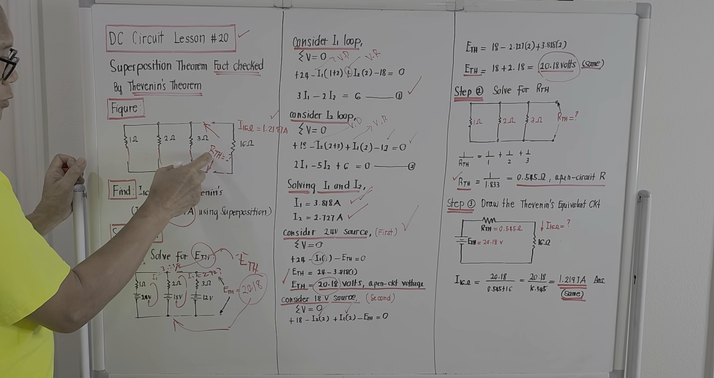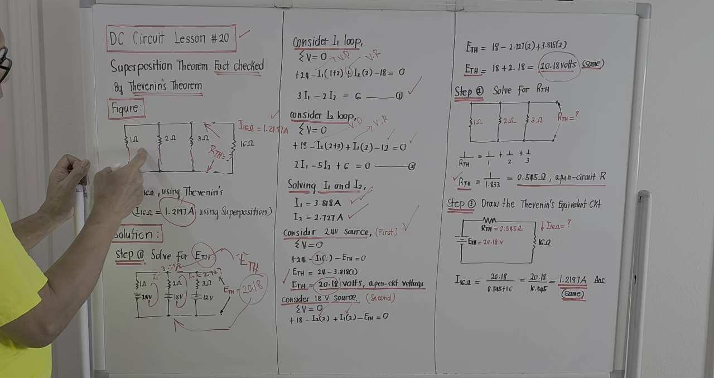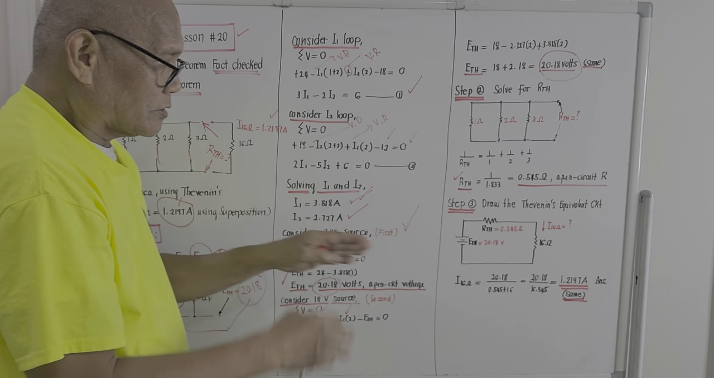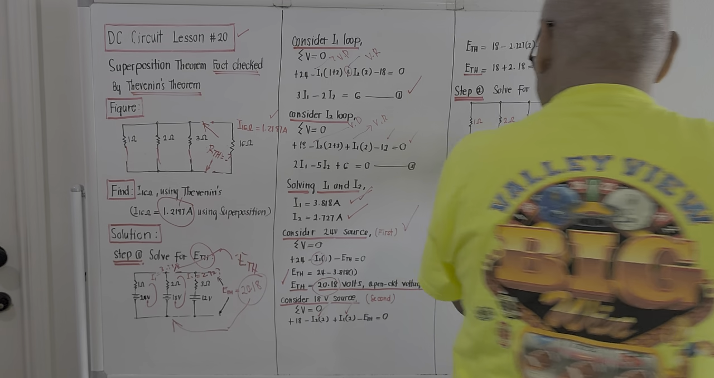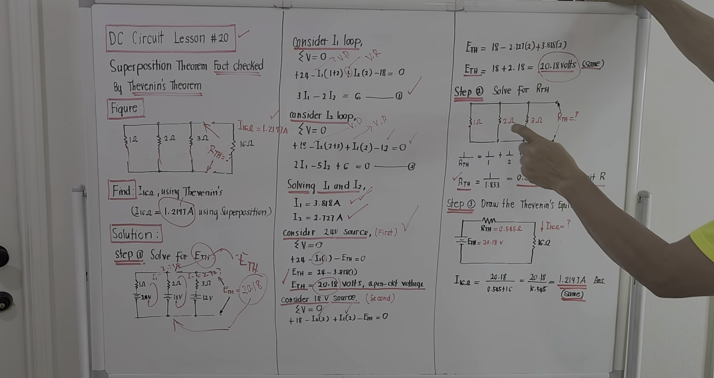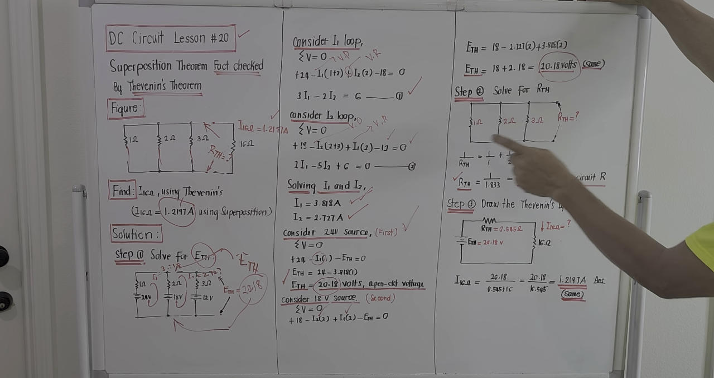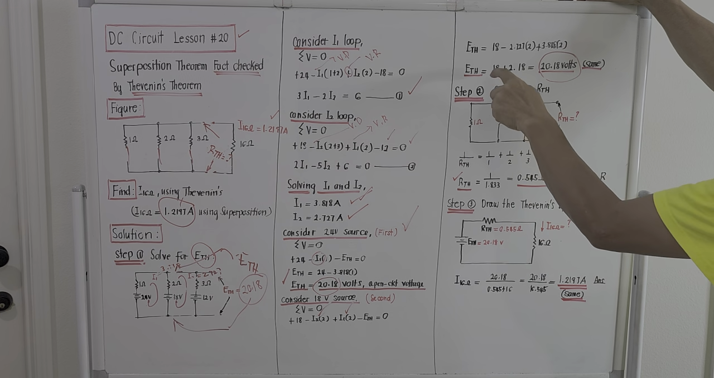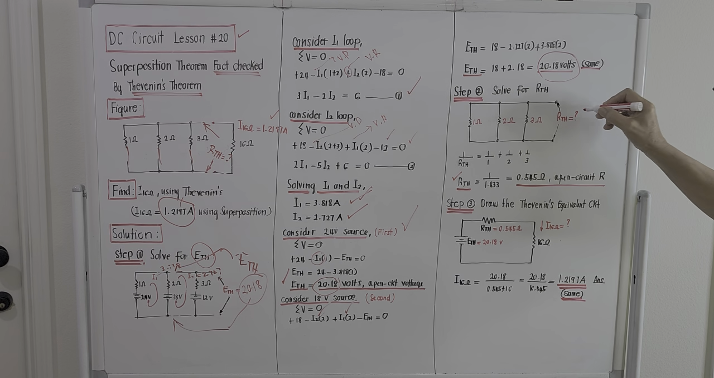So in the computation of RTH, we will consider 1 ohm, 2 ohm, and 3 ohm. So if we try to short out the 3 voltage sources, this will be the configuration. First one is 1 ohm, 2 ohm, 3 ohm. No more 24, no more 18, no more 12, because we short it out under step number 2. And what will be RTH equal to?